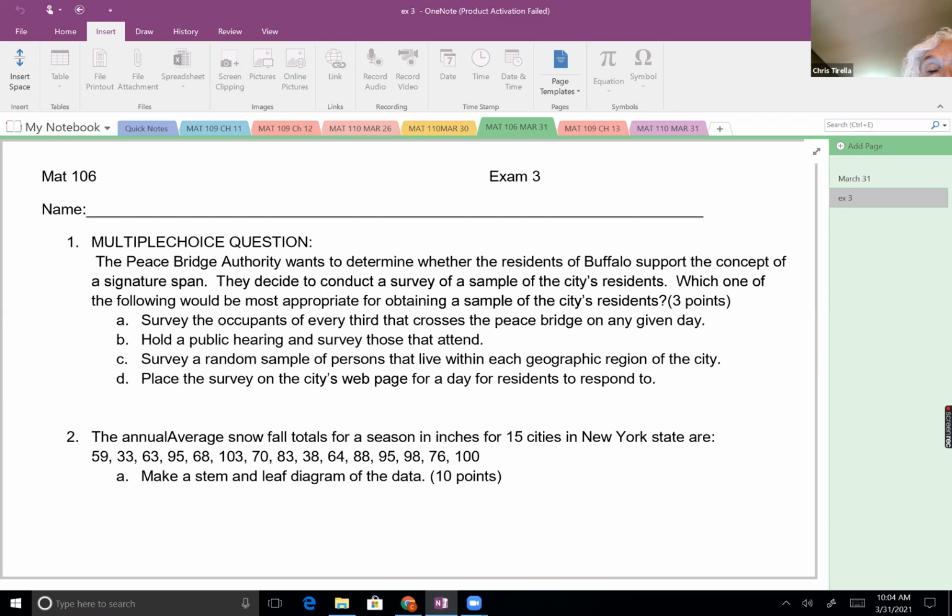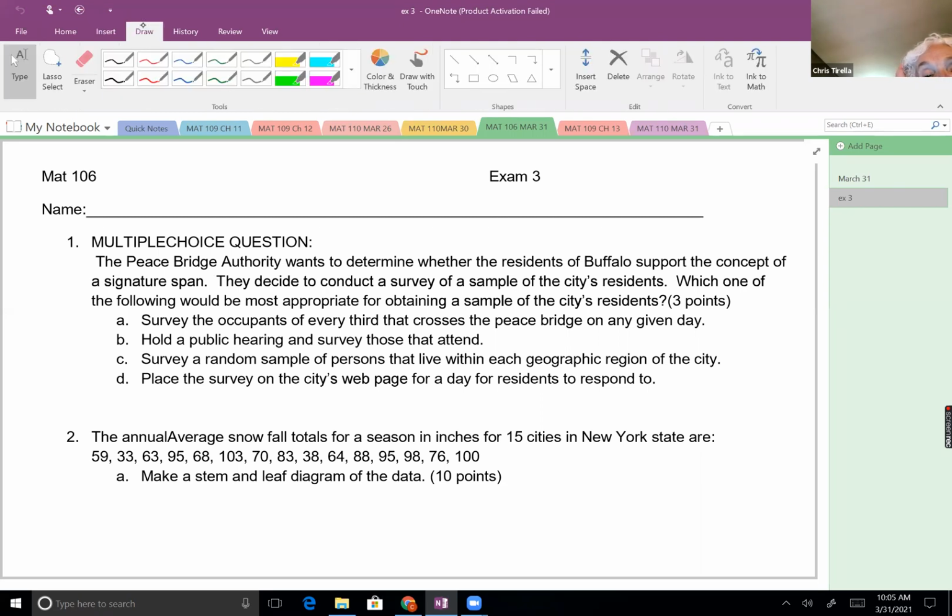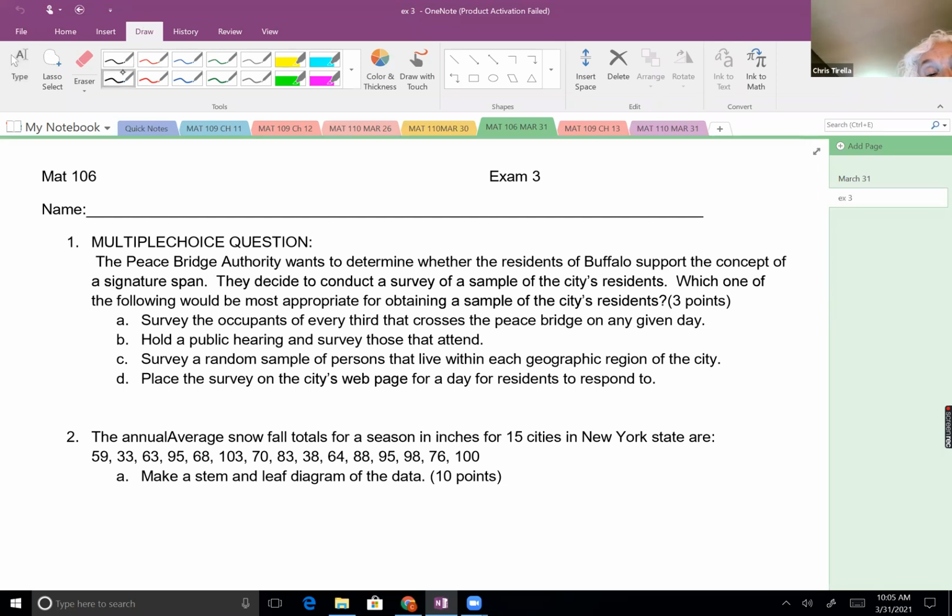To hold a public hearing and survey those who attend. To survey a random sample of persons that live within each geographic region of the city. Or to place the survey on the city's website for a day for residents to respond to. Which of those sounds like it would be the best way of getting a sample? C. Beautiful. A random sample is always the best way.